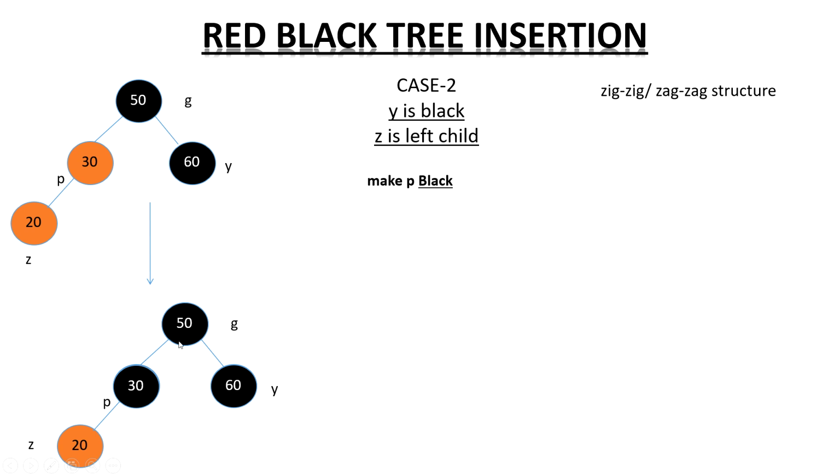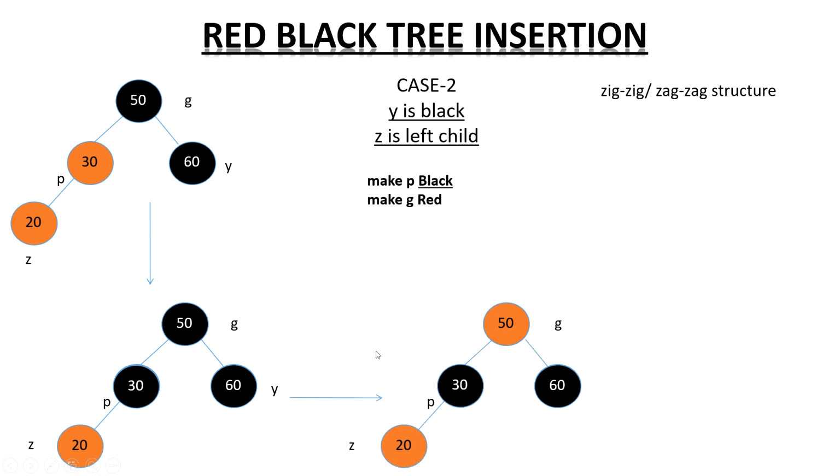Okay, so we can actually make G red so that there is no black height violation in the left path. So we will make G red. Okay, after making G red, there is still a problem. There are two black nodes in this path, but there is only one black node in this path. So in the left path it is actually resolved, but in the right path a problem still remains. Okay, so what can we do now?